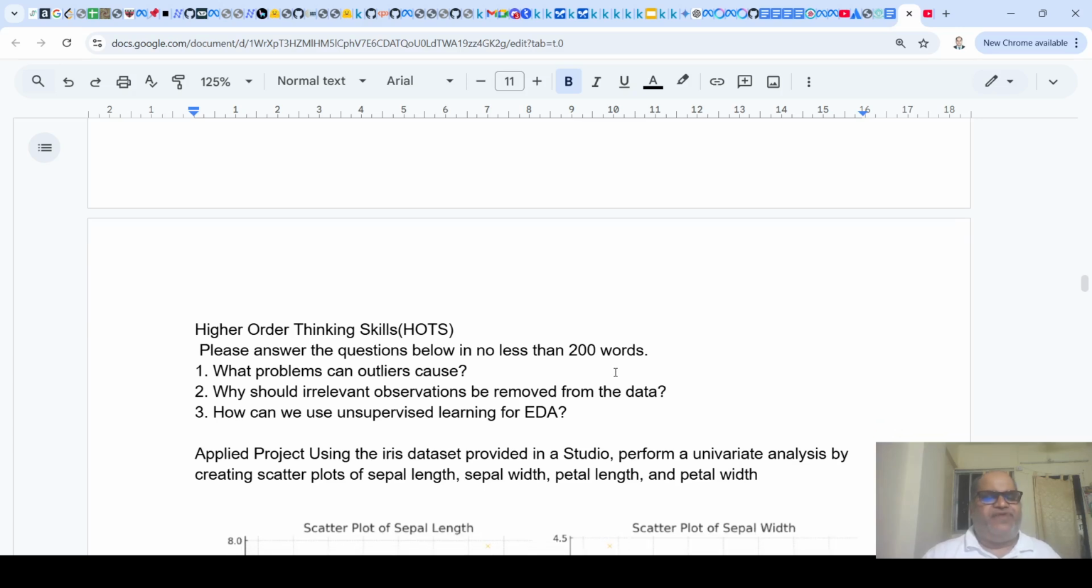The next question is what problems can outliers cause, right? So you have to describe that in more than 200 words. If you have seen my last video, we talked about how to find outliers, and we also talked about which of the central tendency measures, mean, median, mode, captures the essence of outliers or handles outliers better, right? So the issue here is what problem an outlier may cause.